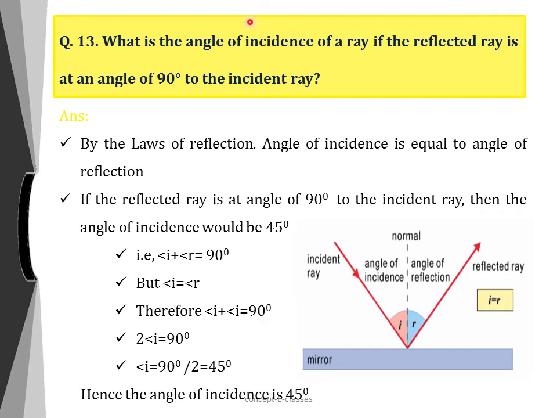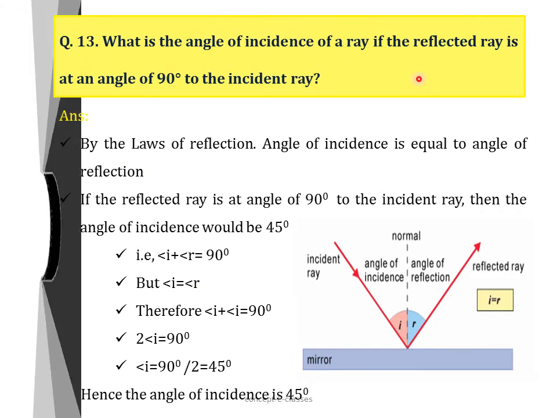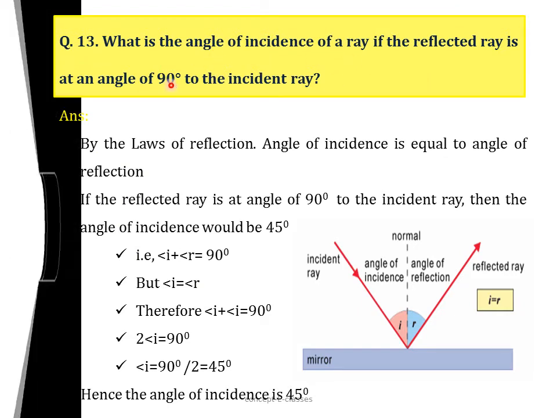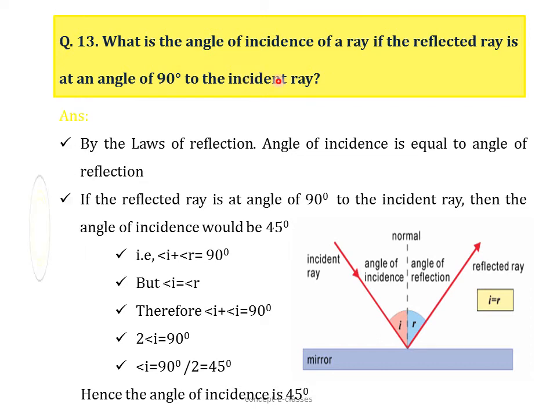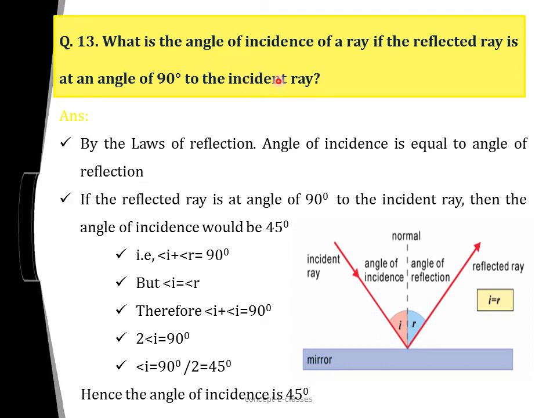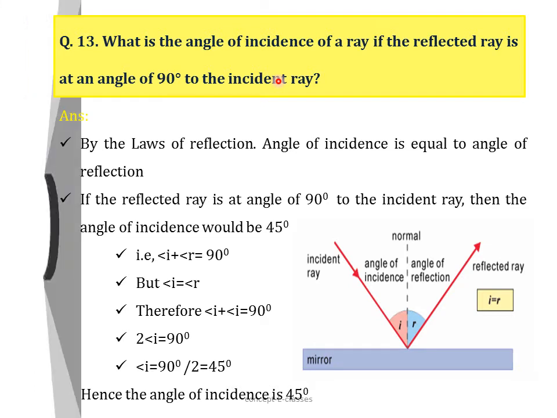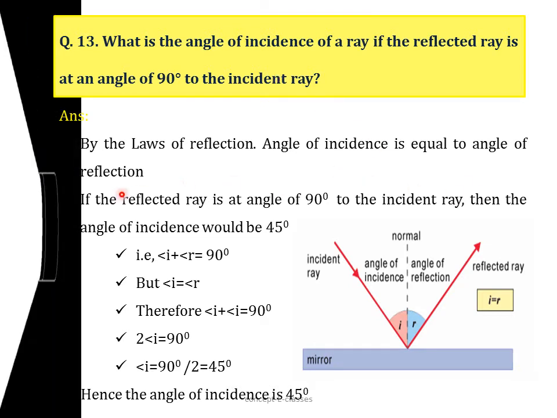Question number 13. What is the angle of incidence of a ray if the reflected ray is at an angle of 90 degrees to the incident ray? So we have to find the angle of incidence. By the laws of reflection, we know that the angle of incidence is always equal to the angle of reflection.